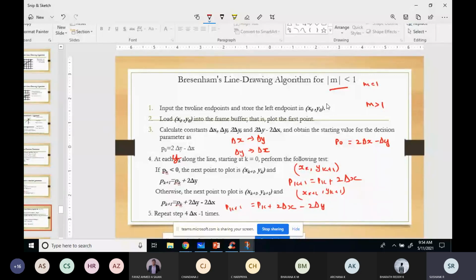So if you understand Bresenham's line drawing algorithm for m less than 1, you can write it for m greater than 1. For that, you just change the values of delta x with delta y. Wherever x is there, you take y, and wherever y is there, you take x. That is more than sufficient. So here also, I just modified that. P naught I have written as 2 times delta x minus delta y. At each point, we were considering xk.